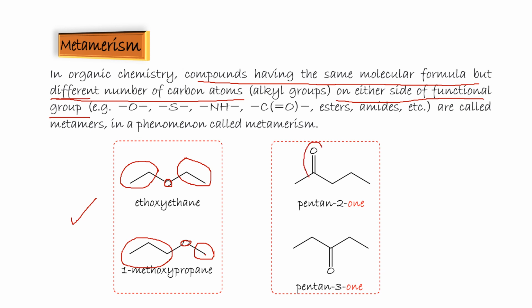The functional group here is ketone. Once again, we have here propyl and here methyl. On this side we have an ethyl. So same molecular formula, same functional group, but again the number of carbons on each side of the functional group are different.